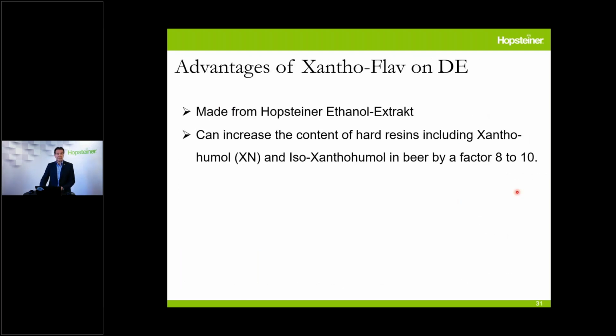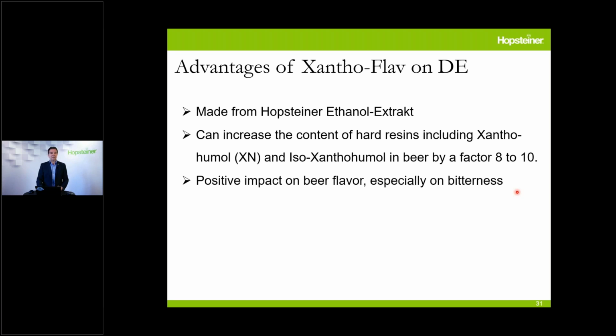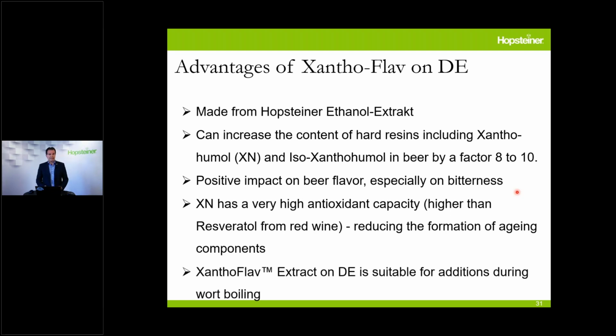So we use for this the ethanol extract, where we eliminate the hard resin fraction out of this, and we can increase the factor of hard resins and xantho and isoxanthohumol by a factor of 8 to 10. And what I also found out when I once produced the xanthohumol-enriched wheat beer in the brewery was a very good shelf life of the product. We tasted the beer after 3 years, after bottling, after producing, and it was still fresh.